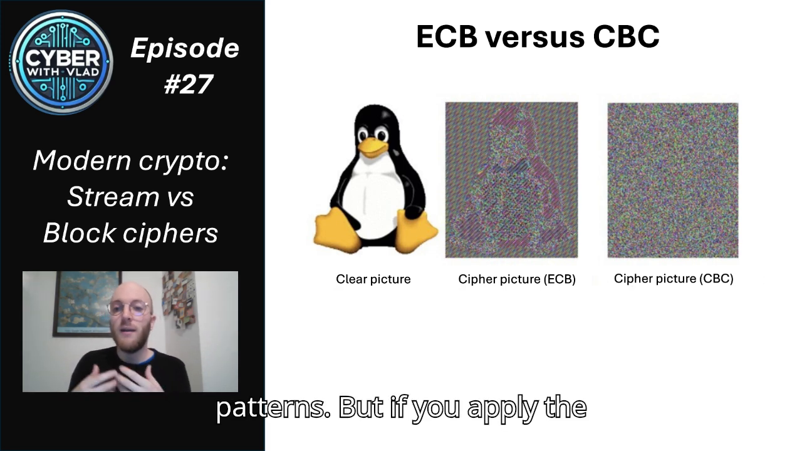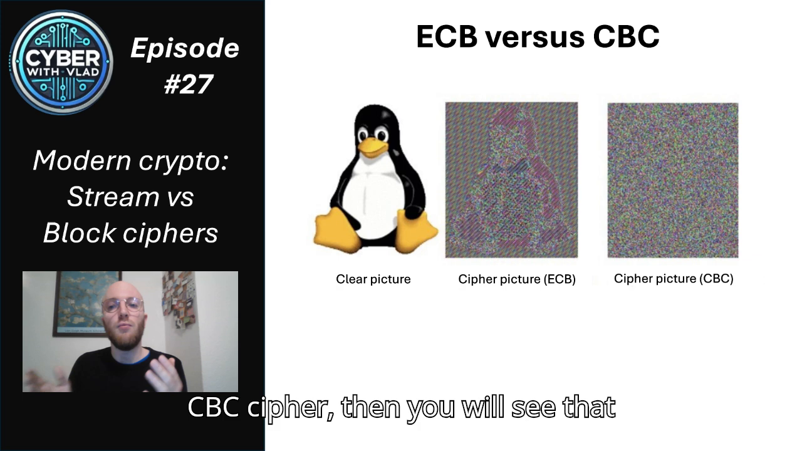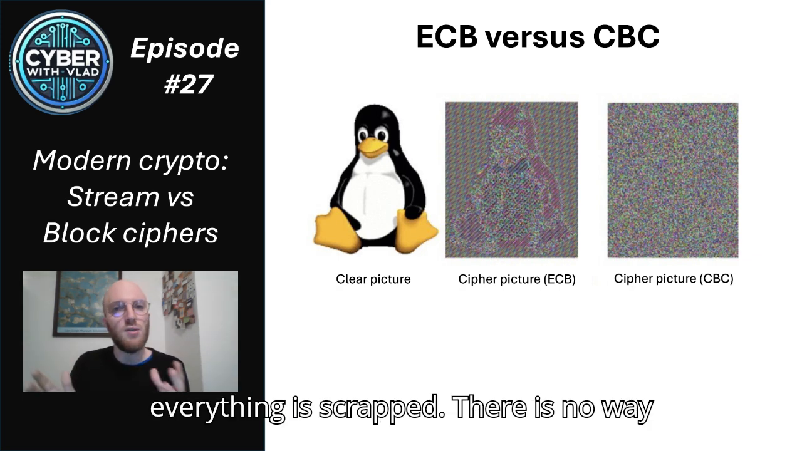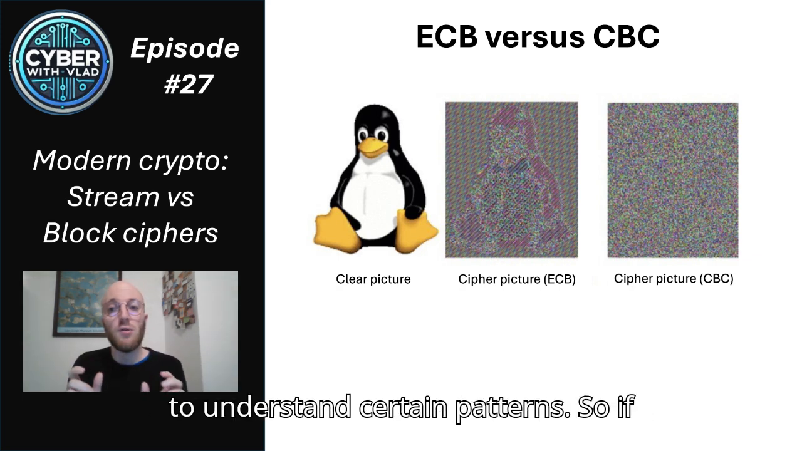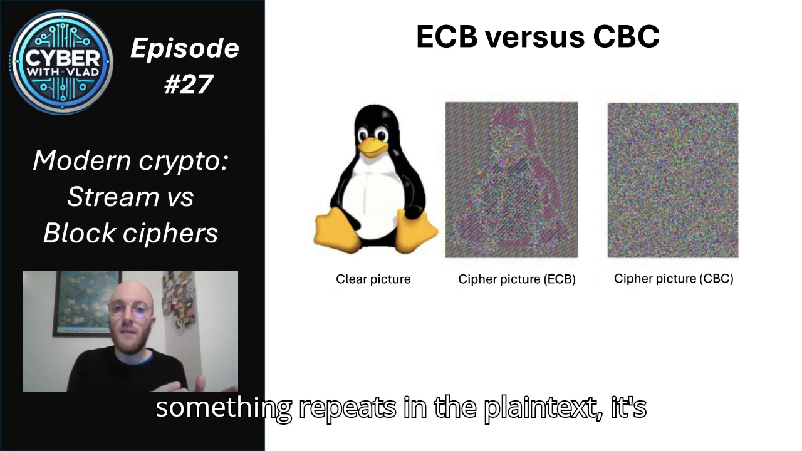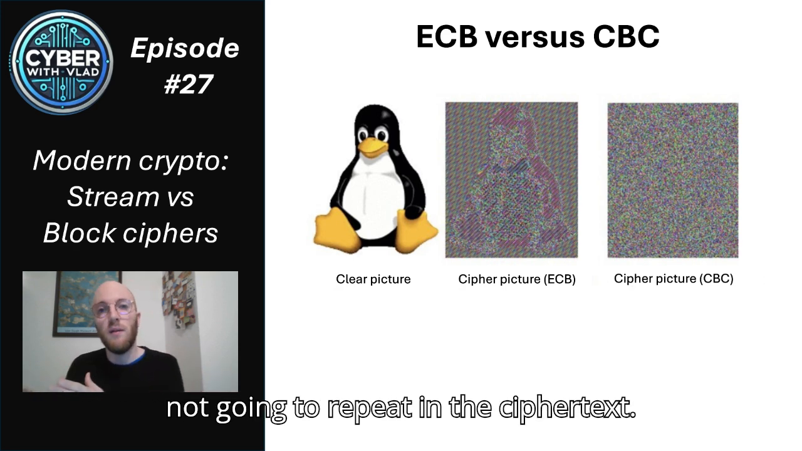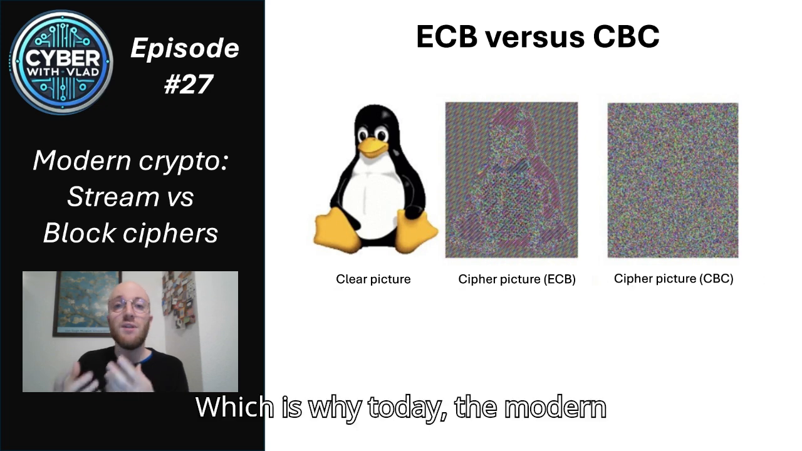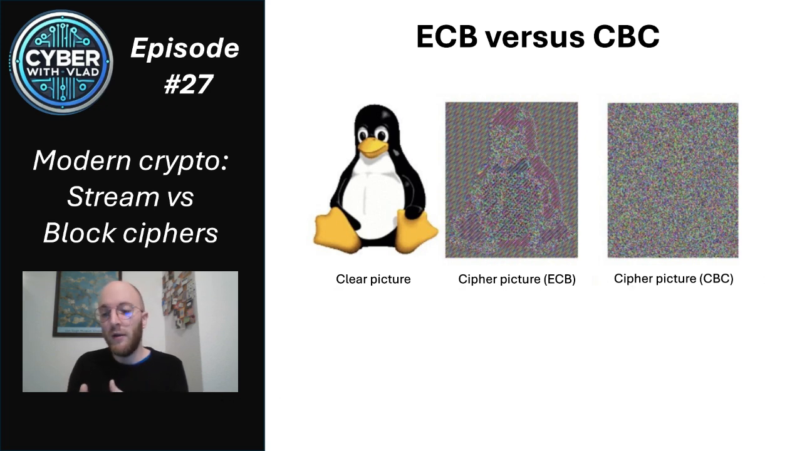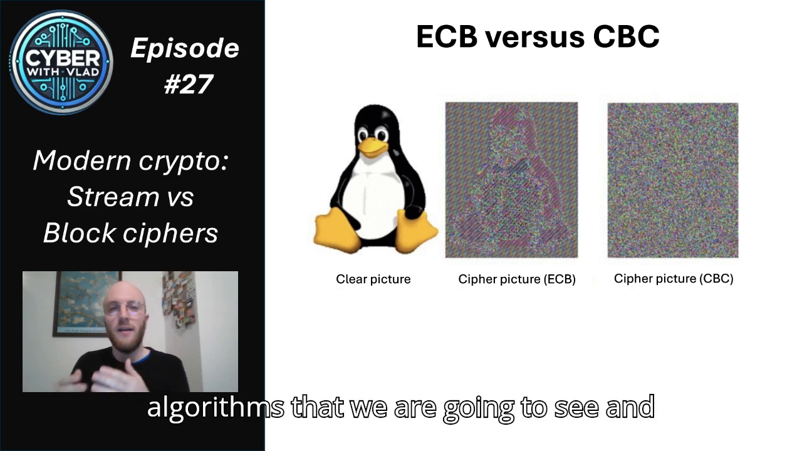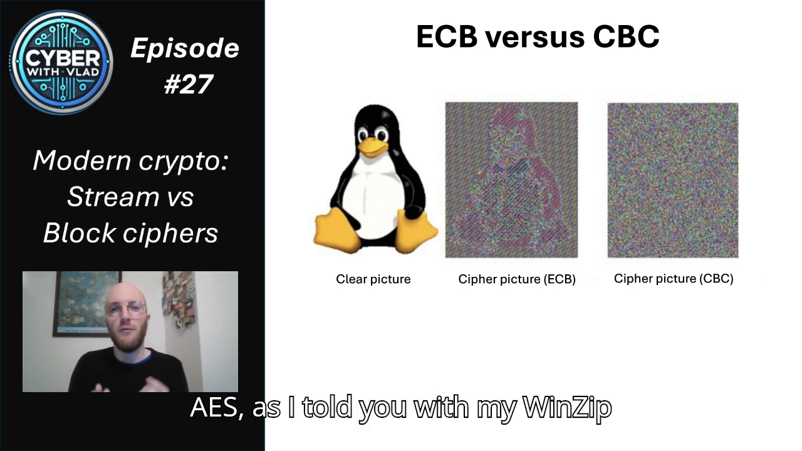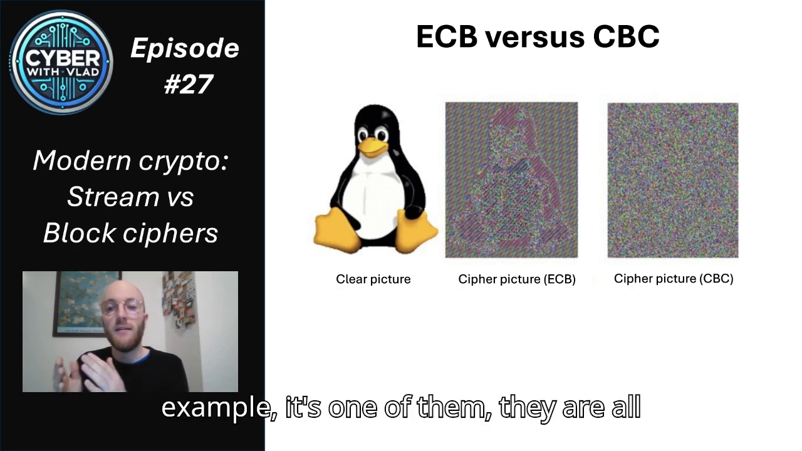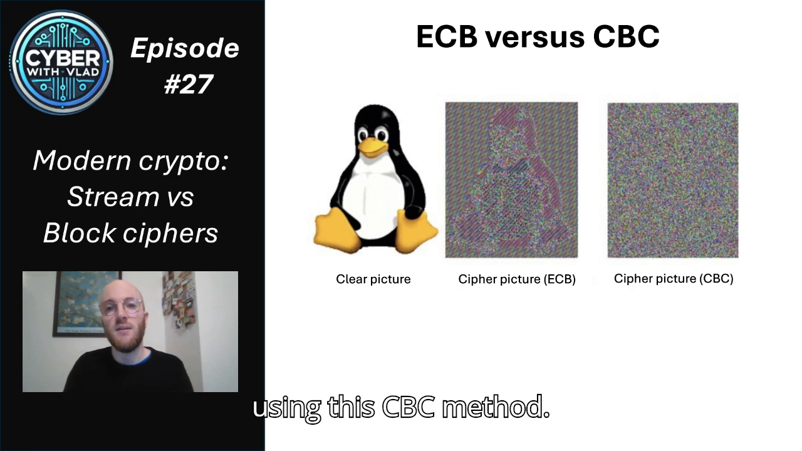But if you apply the CBC cipher, then you will see that everything is scrambled. There is no way to understand certain patterns. So if something repeats in the plain text, it's not going to repeat in the ciphertext. Which is why today the modern algorithms that we are going to see, and AES, as I told you with my WinZip example, is one of them, are all using this CBC method.